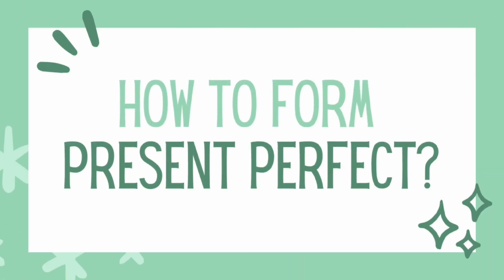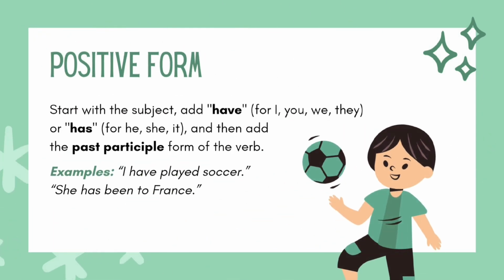How to use present perfect tense. Positive form. To make positive form, start with the subject, add have for I, you, we, they, or has for he, she, it, and then add the past participle form of the word. Example, I have played soccer, she has been to France.